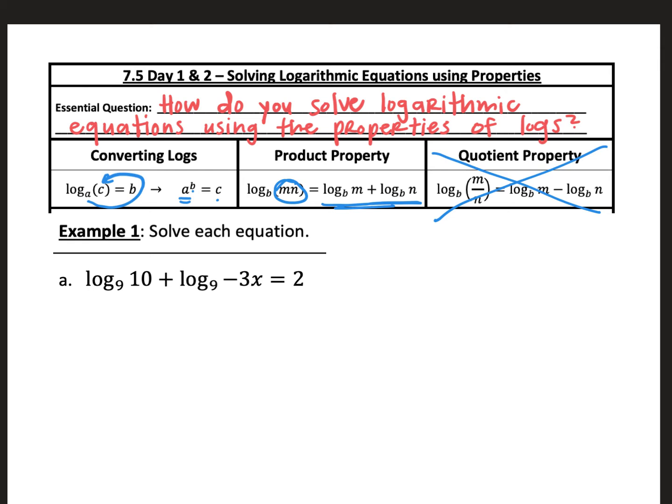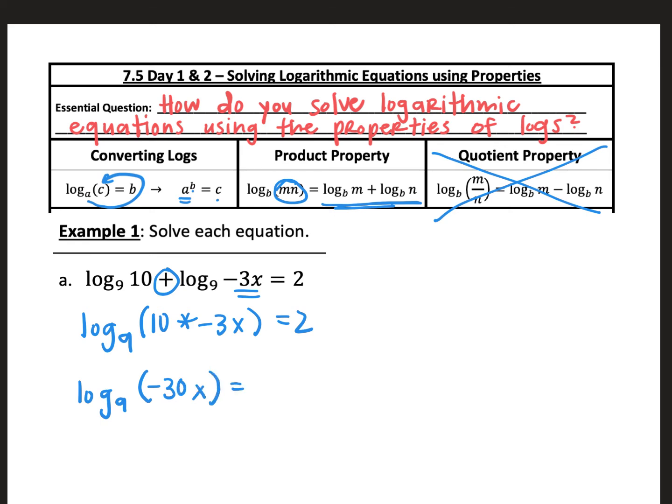For my first example, we have log base 9 of 10 plus log base 9 of negative 3x equals 2. Again, I see this addition sign here, so I know I can combine my 2 logs that have the same base using multiplication. So technically, I have log base 9 of 10 times negative 3x equals 2. I'm just going to simplify a bit. We have log base 9 of 10 times negative 3 gives me negative 30x equals 2.